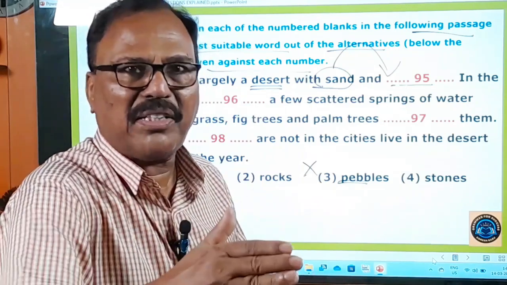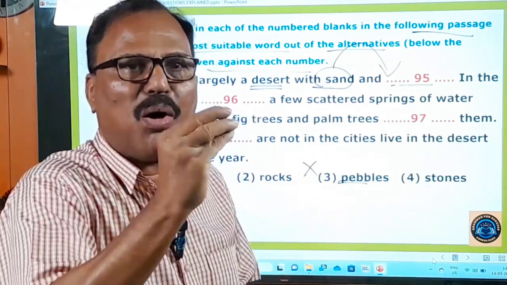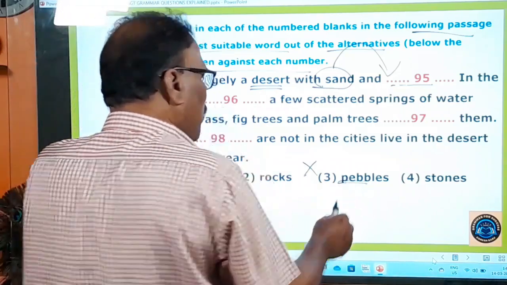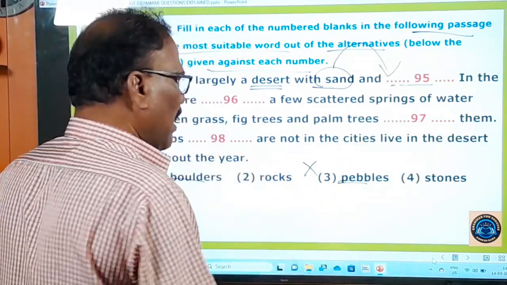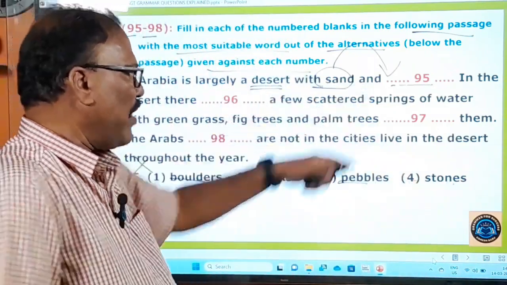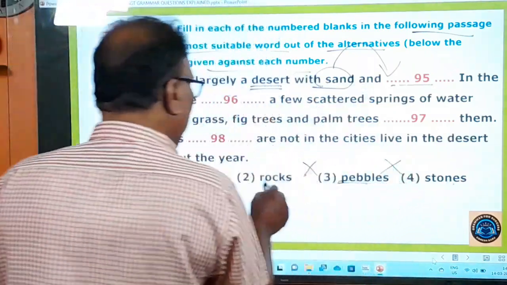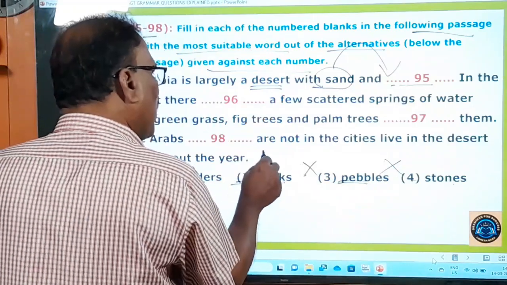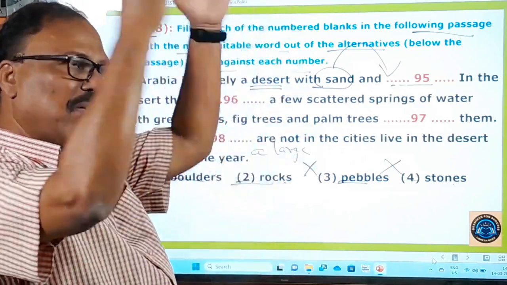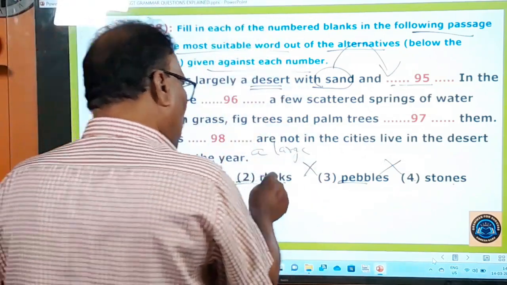With the friction of water, what happens? They become small, round and smooth, so they are called pebbles. In Telugu, you say gulakaralu, something like that. And stones means big stones. So these stones you don't find in the desert. You find only rocks. Rocks means what? Big rocks are also there, but here rocks has another meaning.